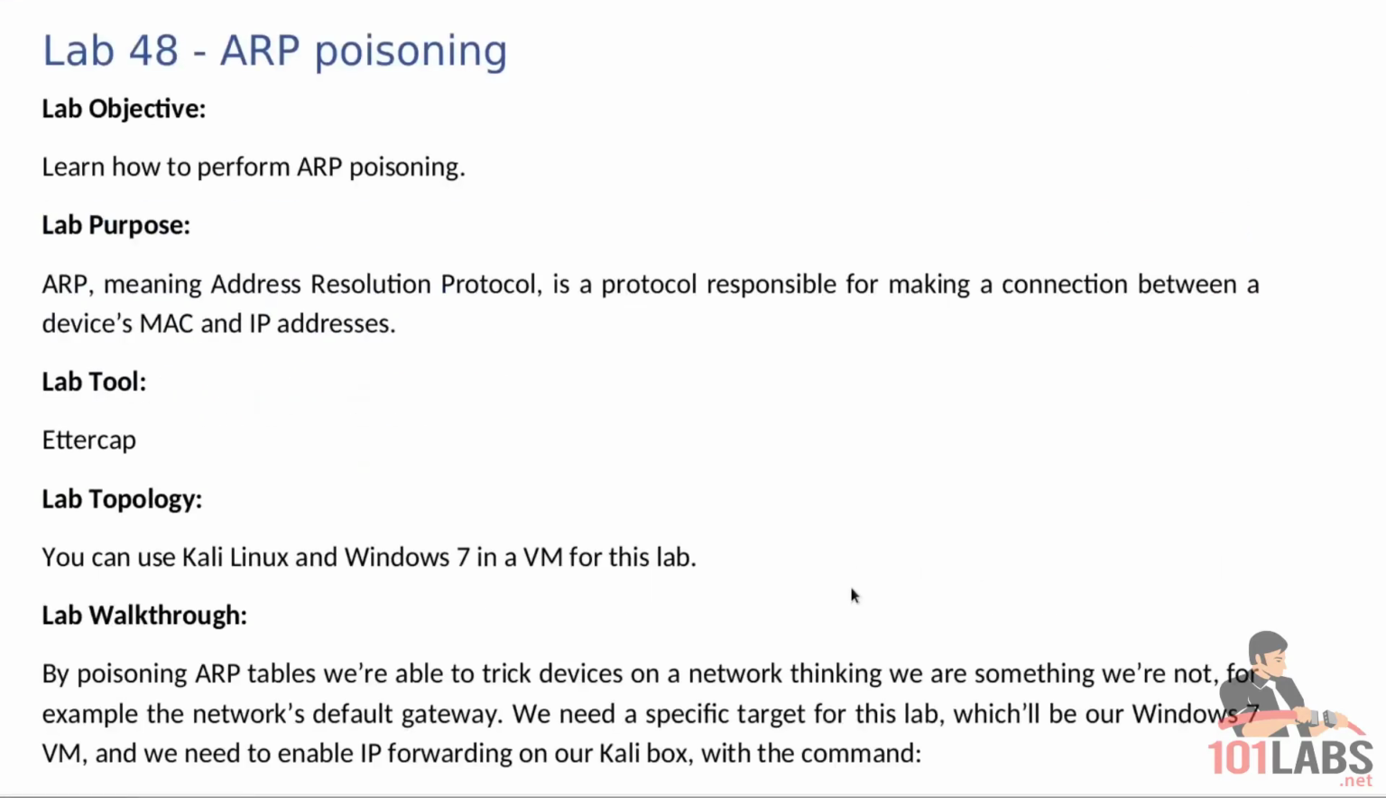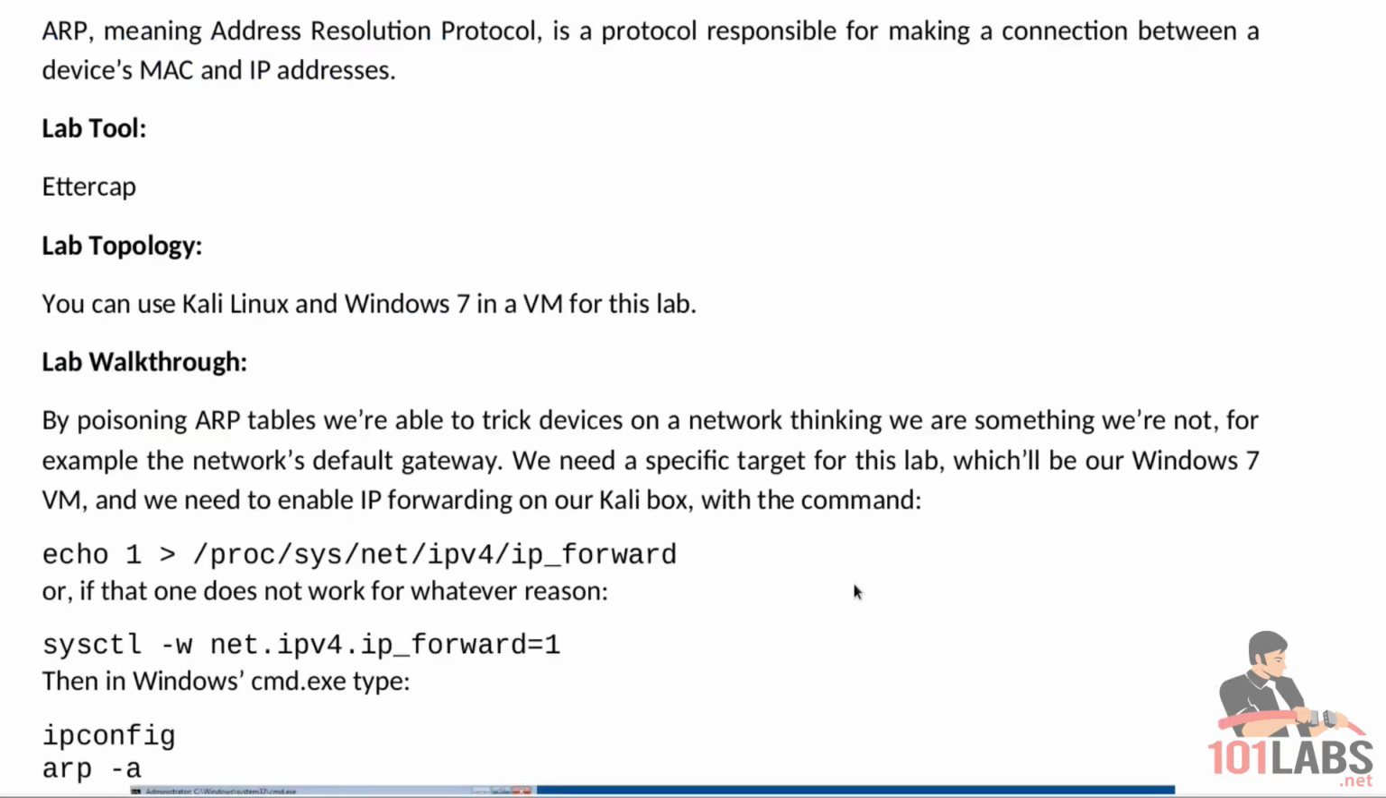We will again be using Ettercap, and this time we want Kali Linux and Windows 7 in a virtual machine. By poisoning ARP tables, we are able to trick devices on a network, thinking we are something we're not. For example, the network's default gateway.